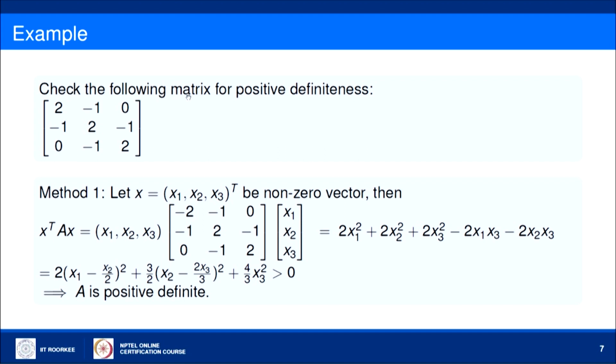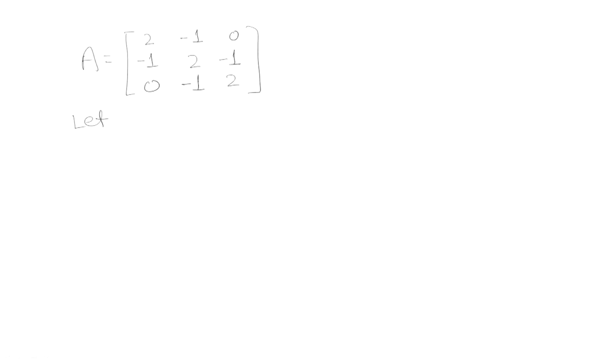Check the following matrix for positive definiteness. The matrix is 2 minus 1 0, minus 1 2 minus 1, 0 minus 1 2. So, the matrix A is given, and we have to check whether this matrix is positive definite or not. There are different tests, so let us take the first definition.